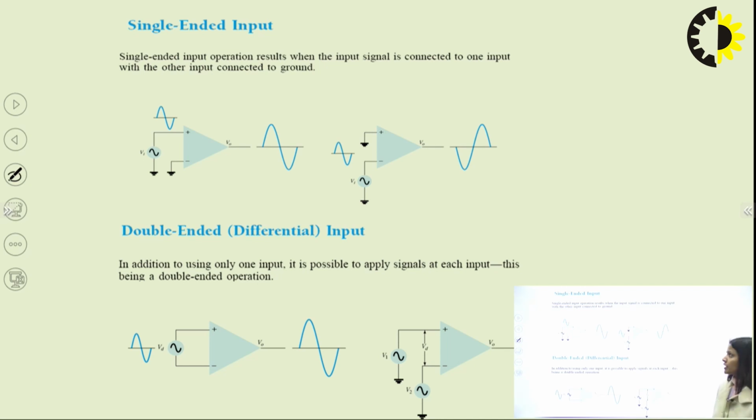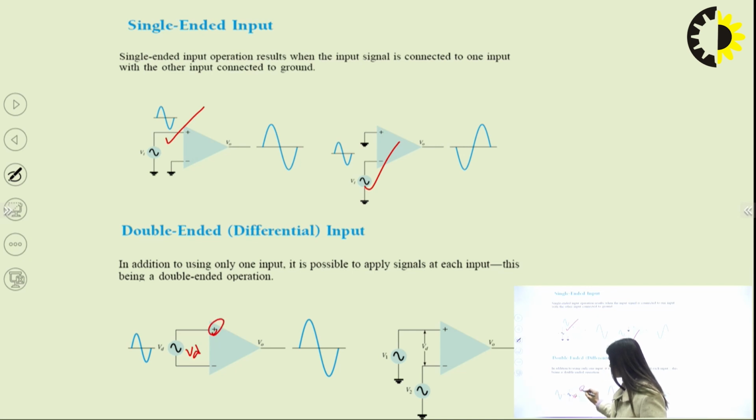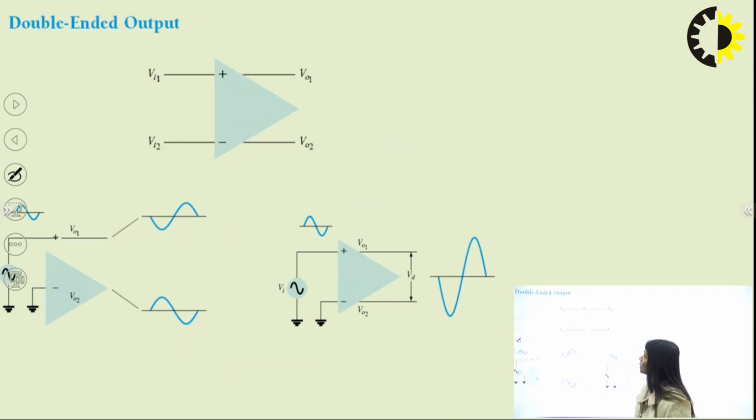We have different configurations of the OPAMP. We have single-ended input and double-ended input. So there are many configurations, as we can see. Here we have given input at the non-inverting terminal, and here at the inverting terminal. Now for double-ended, we have just given the VD, connected to both the positive and negative terminals. So this is double-ended differential input.